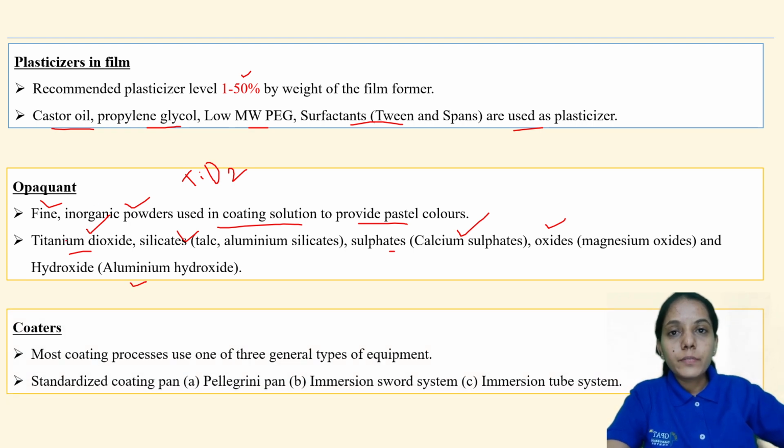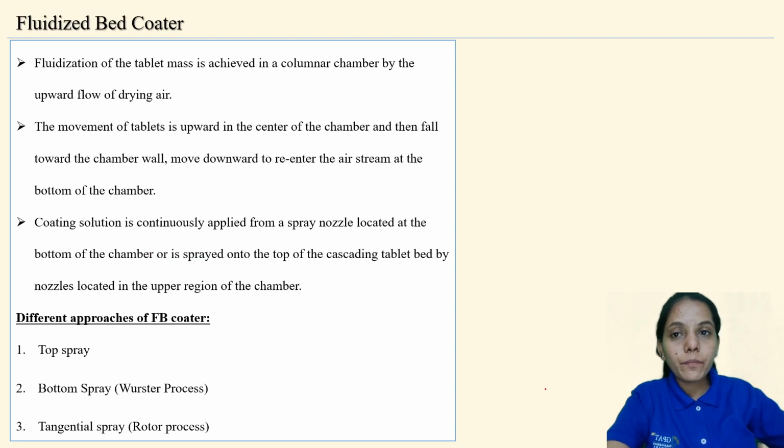Now coaters, with the help of which the coating takes place. Most coating processes use one of three general types of equipment: standard coating pan like the Pellegrini pan, immersion sword system, and immersion tube system. So these are the different coaters that are useful in the process of coating.